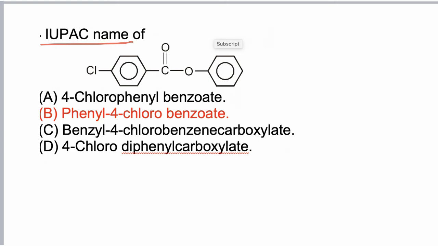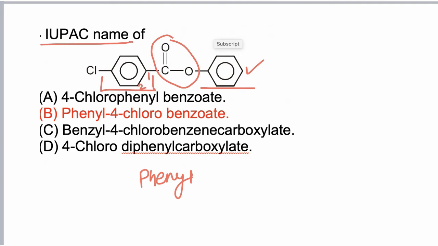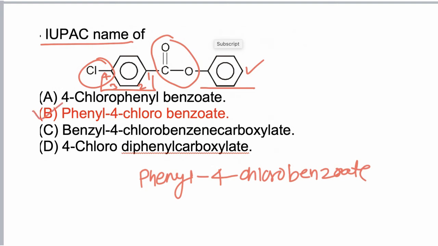IUPAC name of the compound. First we have to identify the principal functional group. Now the molecule is an ester. During naming of an ester, first the name of the group attached with oxygen is written. Here a phenyl group is attached with oxygen, so first we write phenyl. Now this is the main chain, and numbering 1, 2, 3, 4, chlorine is present at the fourth position. So phenyl 4-chloro. Now if the ester is of a benzene ring, its name is benzoate. So phenyl 4-chlorobenzoate is the correct name, and hence the correct answer is B.